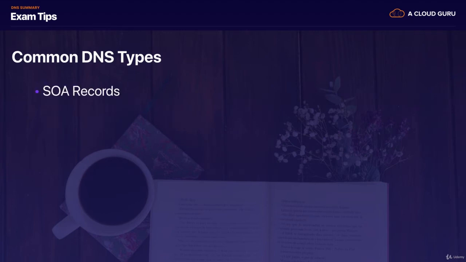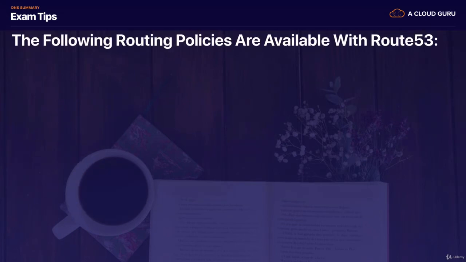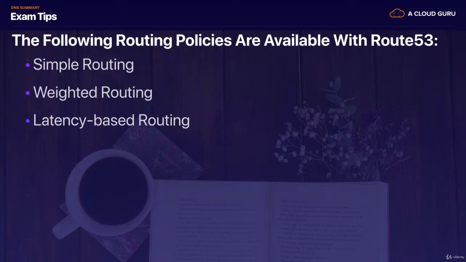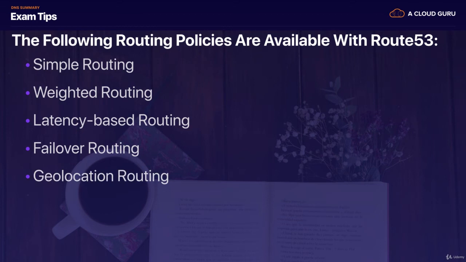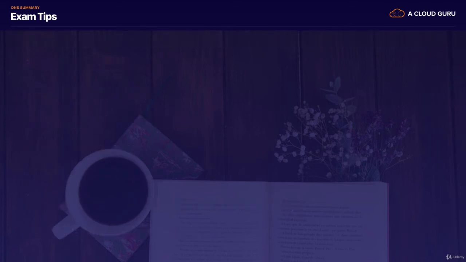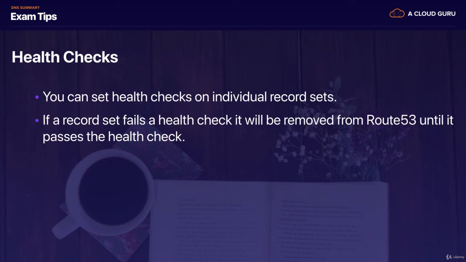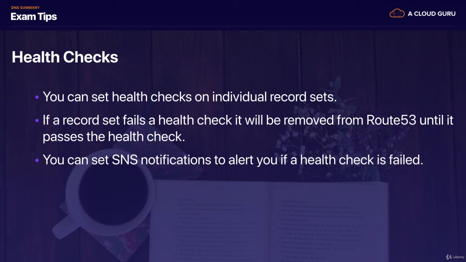So some common DNS types: we've got our start of authority record, our NS records, our A records, our CNAMEs, our MX records, and our PTR records. And the following routing policies are available with Route 53. We started off with simple routing. We then looked at weighted routing, latency-based routing, failover routing, geolocation routing, geo-proximity routing, but we had to do that using the traffic flow, and then multi-value answer routing. We also learnt all about health checks. You can set health checks on individual record sets. If a record set fails, it is going to be removed from Route 53 until it passes the health check again, and you can set up SNS notifications to alert you if a health check has failed.